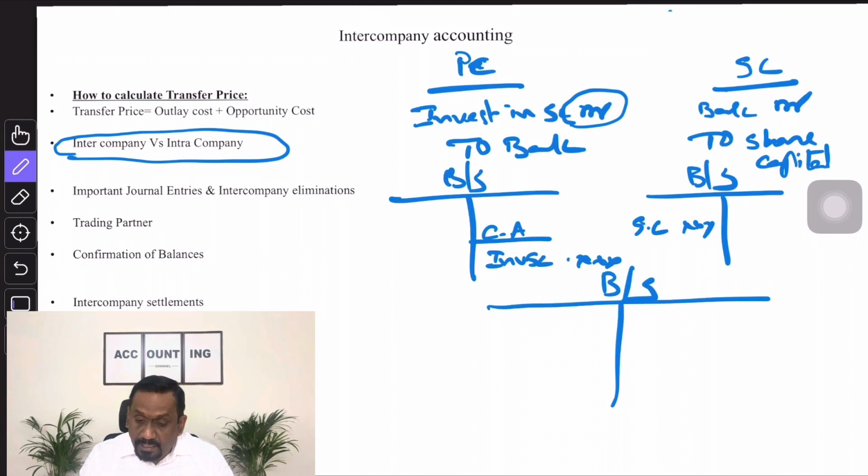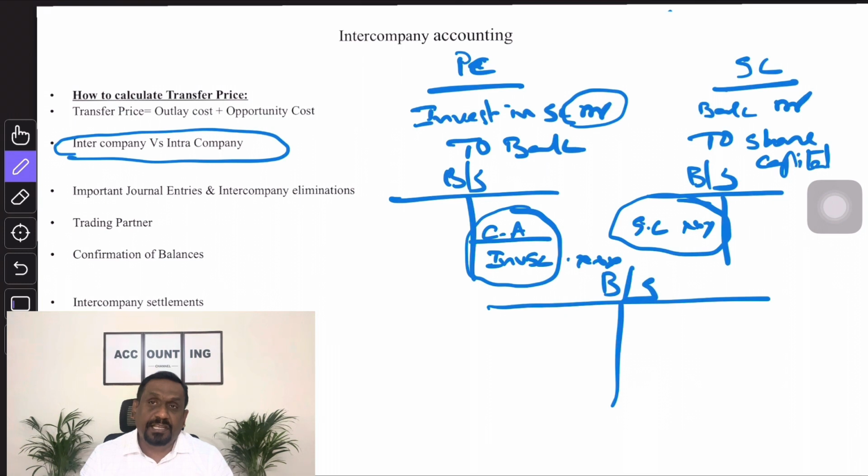Why? See, in the parent company balance sheet it is showing as an asset, and in the subsidiary company it is showing as a liability. Share capital as a liability. So what will happen when we consolidate both the balance sheets? This will get eliminated. Let us say this is the consolidated balance sheet. It will be shown as investment on the asset side, and it will be shown as capital on the liability side. So it is eliminated, right?